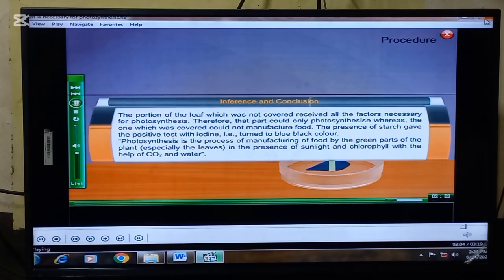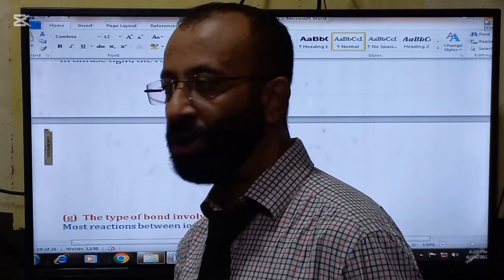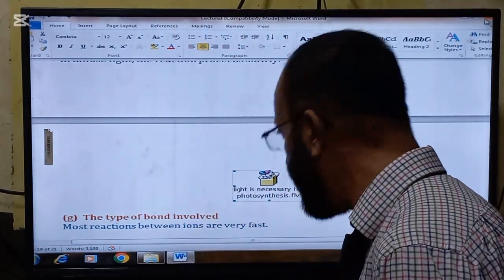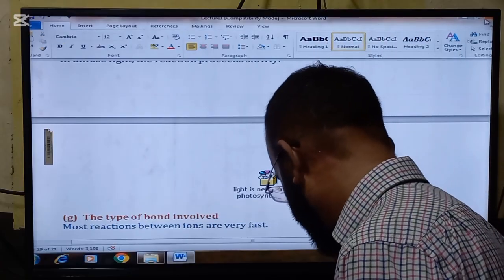Photosynthesis is the process of manufacturing food by the green parts of the plant, especially the leaves, in the presence of sunlight and chlorophyll, with the help of carbon dioxide and water. So this was an example which showed that the presence of light is necessary for the photosynthesis process.